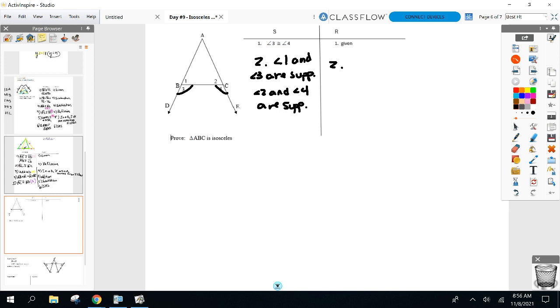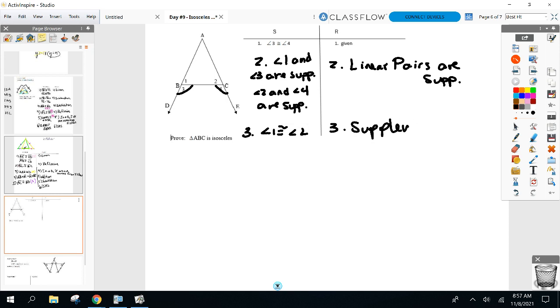That's because these are all what? Linear pairs, yeah. Linear pairs are supplementary. I go too fast on this one. We all right? 3. Now you can tell me angle 1 and 2 are congruent. Supplements of congruent angles are congruent.